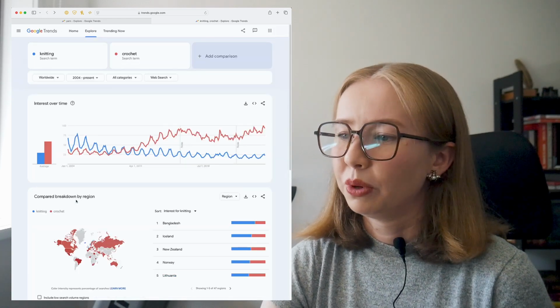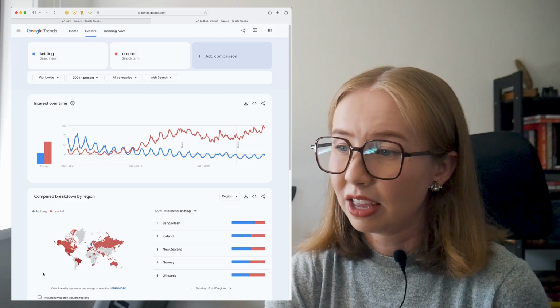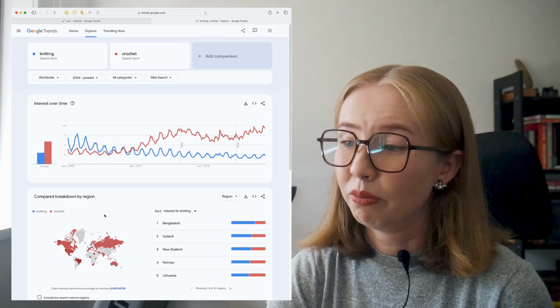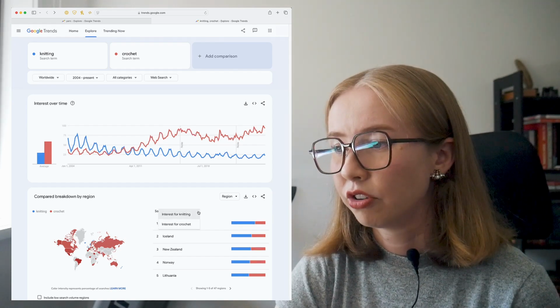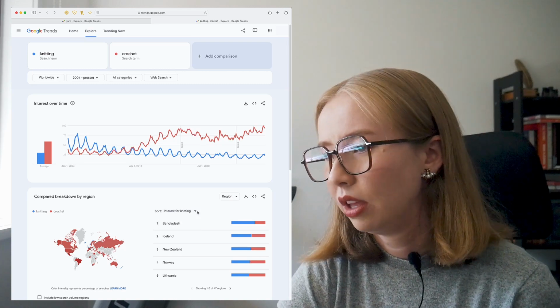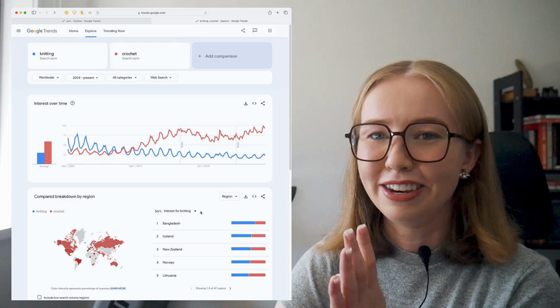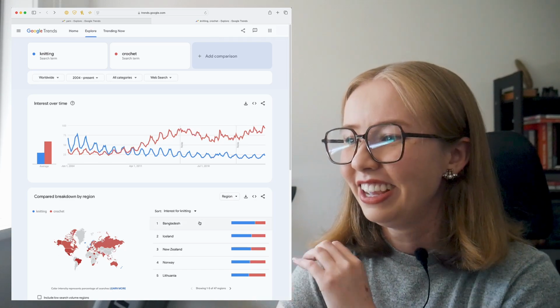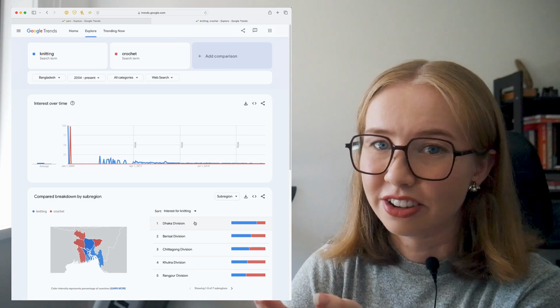So if we go back to the worldwide graph and we look at the regions, you can see that crochet is more popular than knitting in almost everywhere. And over on the right, we can look at a list of the countries that are more interested in knitting versus more interested in crocheting. So it looks like Bangladesh is our number one knitting over crochet country. So if we click on it, there's not a lot of search data.